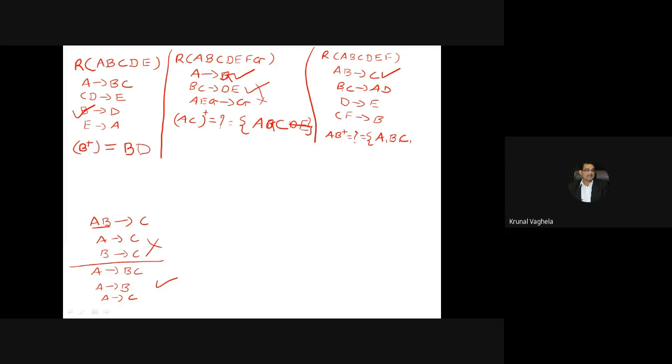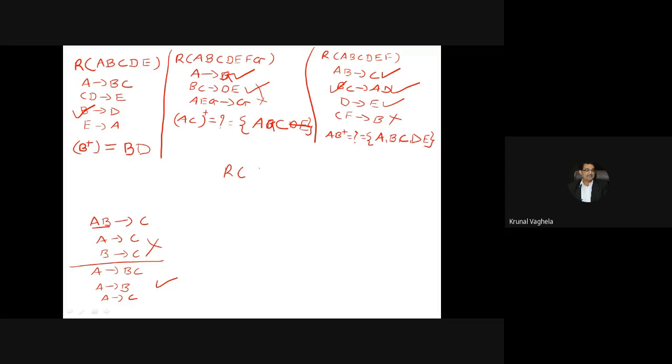Now if I am having BC, I can find AD. So BC I am having. Yes, B and C I am having. So I can find AD. A I already have, I will have D. So this also I have used. D I am having, yes, I can find E. CF, then B. I am having C, but I don't have F. So this I cannot use. So closure of AB is A, B, C, D, E. Clear?